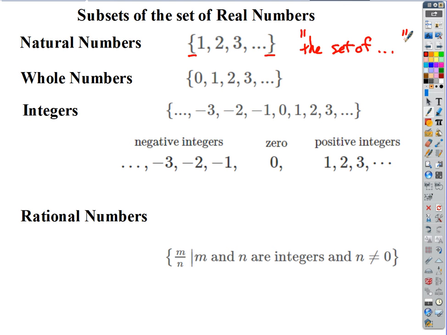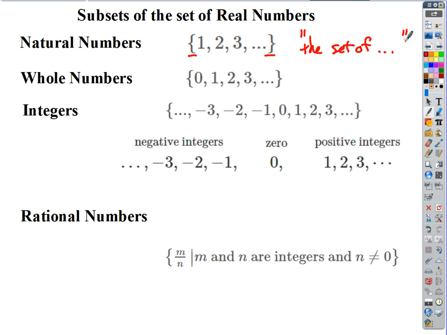What is the smallest natural number? 1. What's the biggest natural number? It goes on forever. There isn't one, is there? It's unlimited at the top end, isn't it? Right? There's no limit to how big a natural number can be. So how many elements are there in the set of natural numbers? Infinite. It's an infinite set, okay?